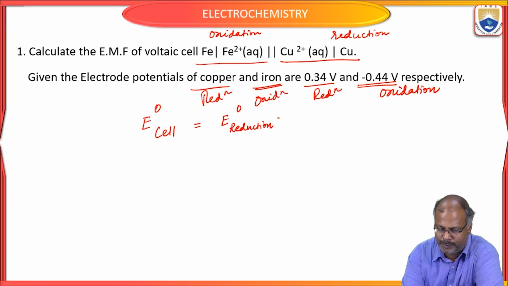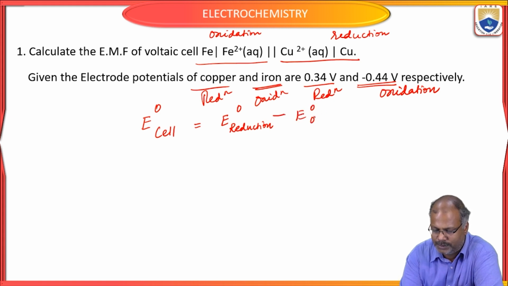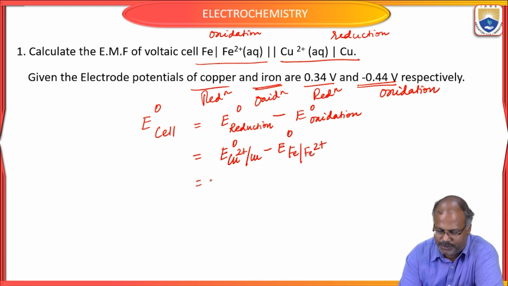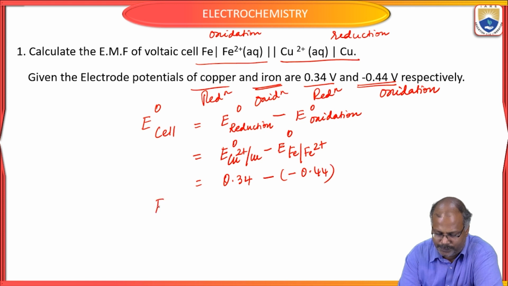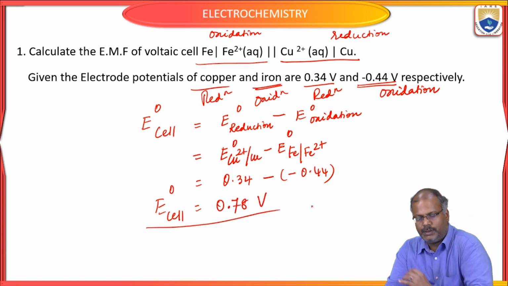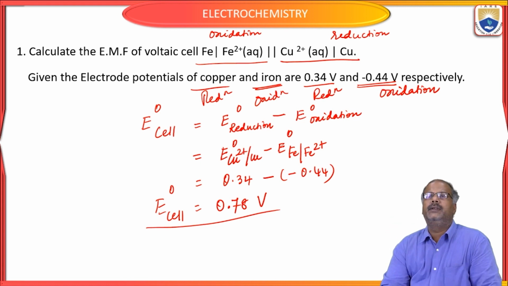E naught reduction minus E naught oxidation, which is equal to E naught Cu2+/Cu minus E naught Fe/Fe2+, which is equal to 0.34 minus (minus 0.44). So, the standard EMF of the cell is equal to 0.78 volts. Okay, this is the answer for this question.